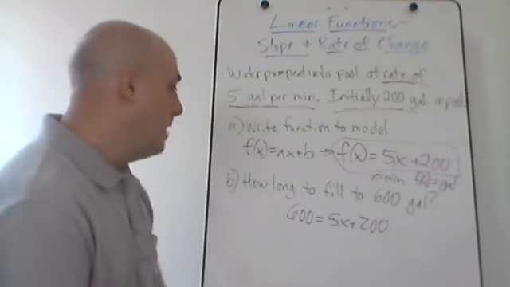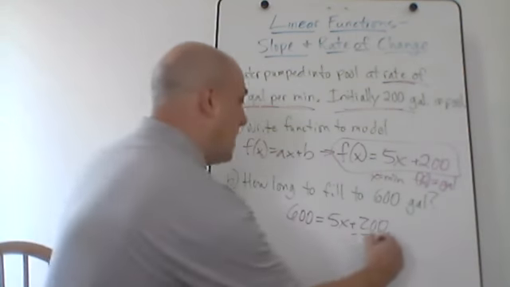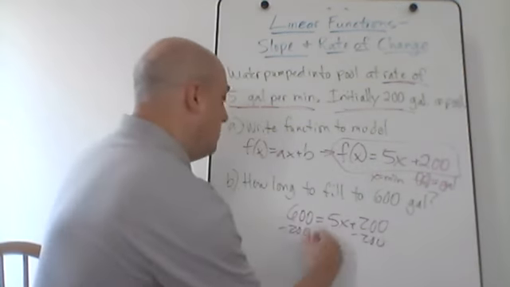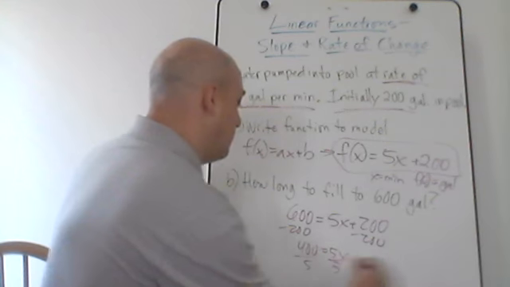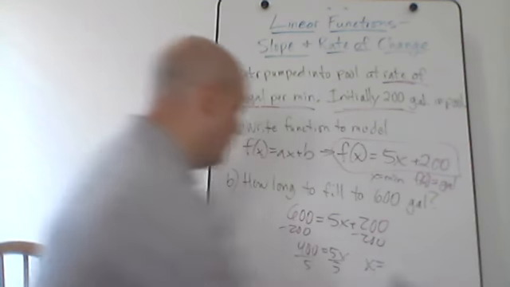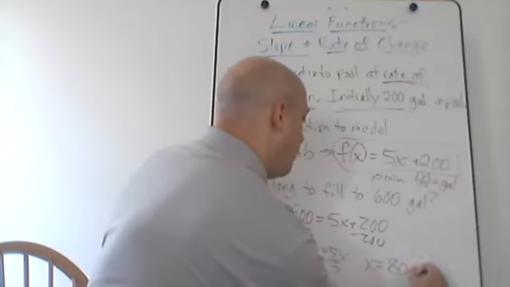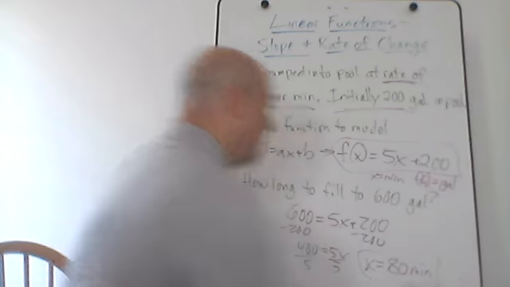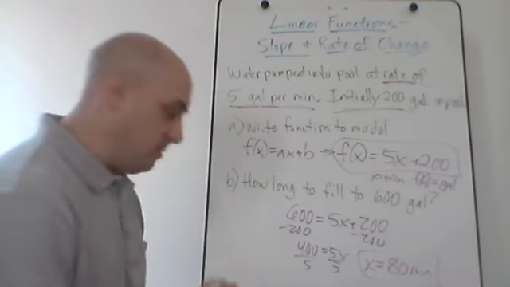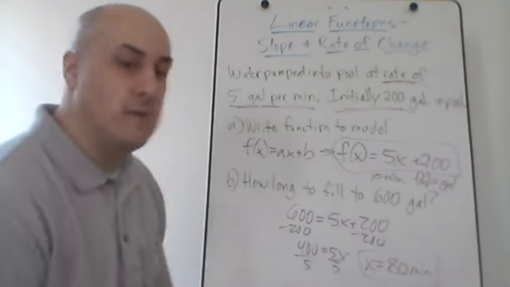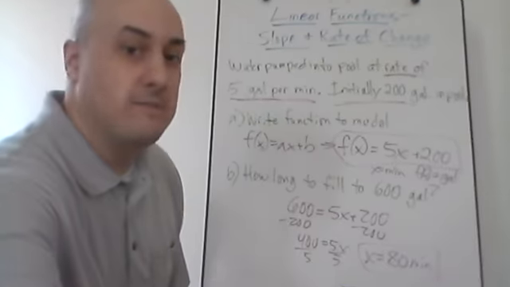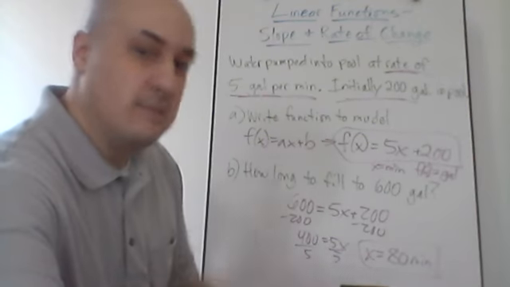And then to solve this, I would just subtract the 200 over to this side, which gives me 400 equals 5x, and then divide both sides by 5. I'm doing this real quick because I'm starting to run out of time here. So 400 divided by 5 would be 80 minutes. So it's going to take 80 minutes to fill up this pool. Once you write your linear function, you can use it to answer all types of questions. Remember, the key thing for linear functions, the slope is the rate of change.